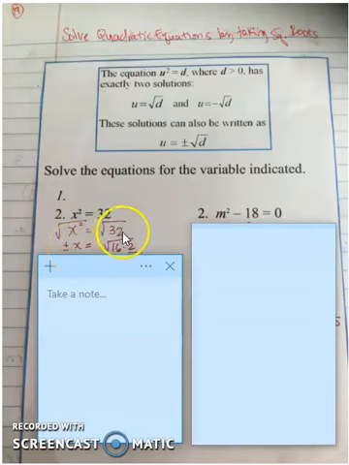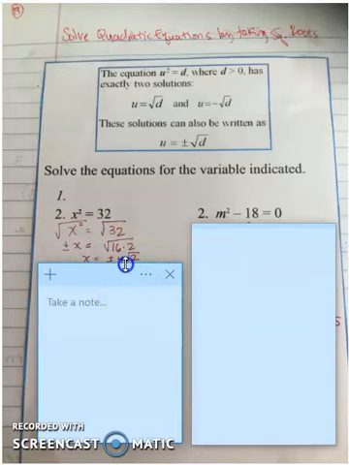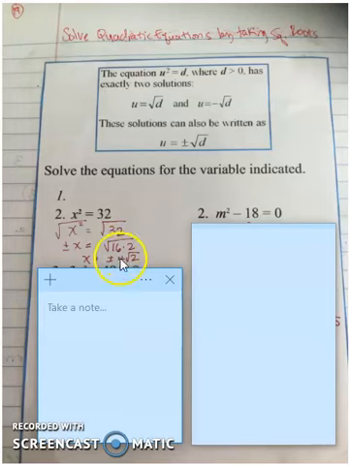Now 32 is not a perfect square, but it does have a perfect square inside of it, which is 16. So I'm going to rewrite this as 16 times 2. And then I would take the square root of each of these numbers individually. The square root of 16 is 4, and the square root of 2 is still the square root of 2. It's not a nice number, so I'm going to leave it at that. Notice I moved the plus or minus to the opposite side, so I have that x is equal to plus or minus 4 root 2.